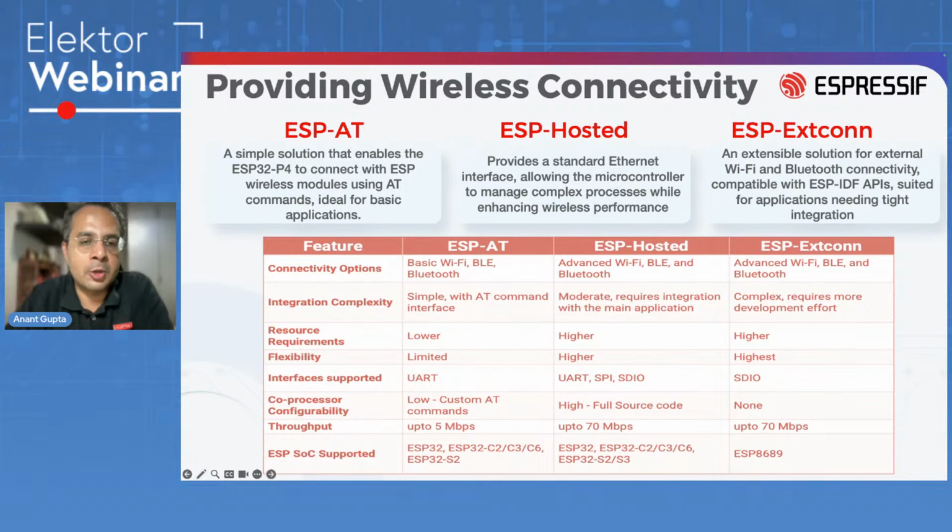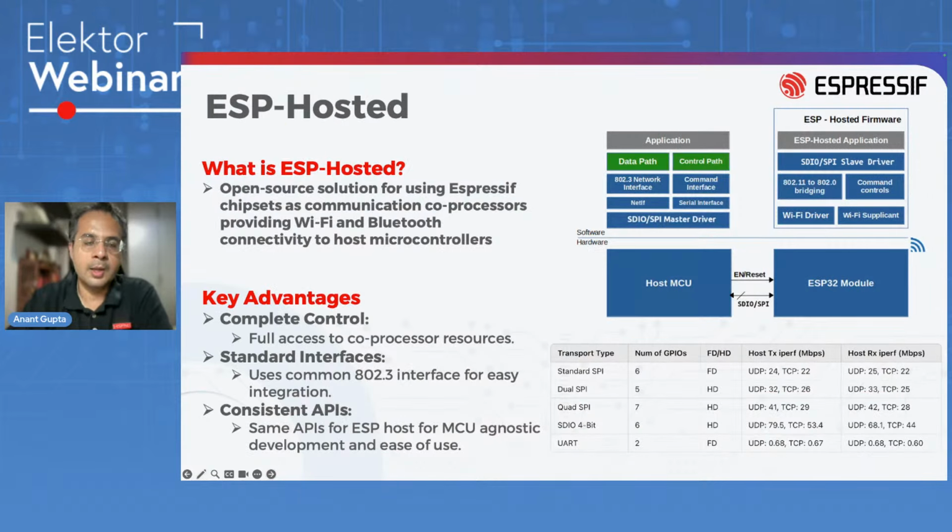So the ESP XCon also can provide you very high data throughputs, but of course there is no configurability on the coprocessor side, and also it only supports right now the ESP8689, which is just one of the products which we have. So yeah.